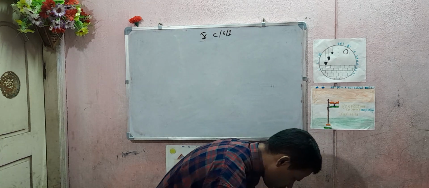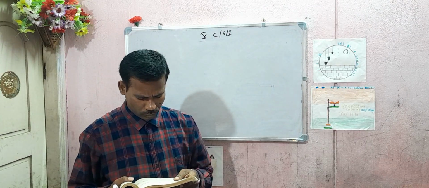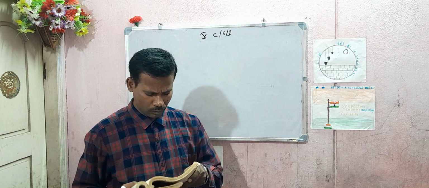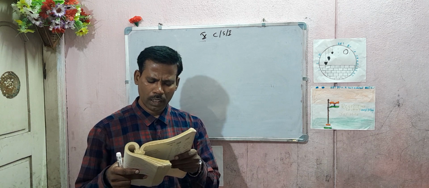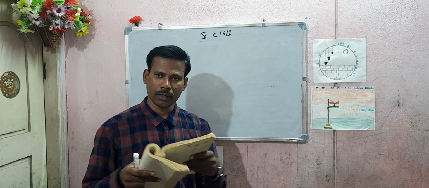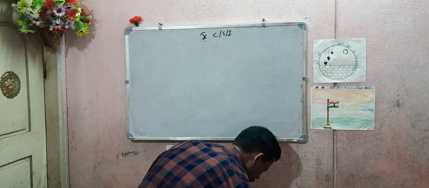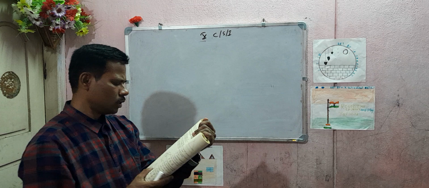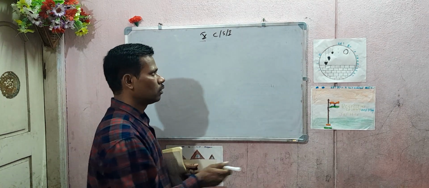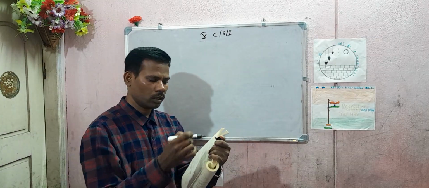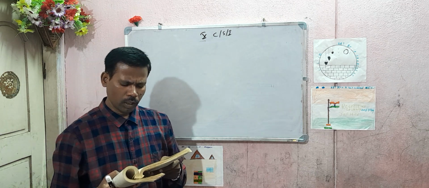Next one. The diagonal BD of a quadrilateral ABCD bisects angle B and angle D. I think it will take time, so let me do another problem, which is quite simple.